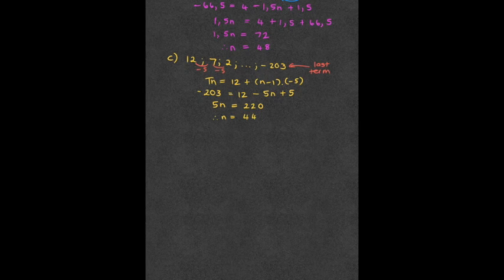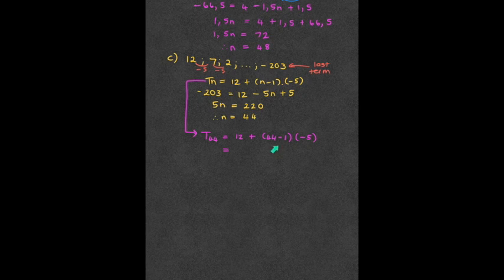negative 203. And perhaps it would be useful for me at this point just to give you a little trick, because you can actually check your work in this section very often. If I was to sub 44 into n, Tn is equal to 12 plus 44 minus 1 times negative 5. If I was to check my answer here by subbing 44 in the place of n, I'm hoping that when I simplify this, I should get an answer of negative 203. So let's just check.